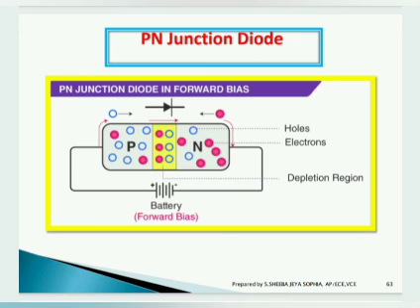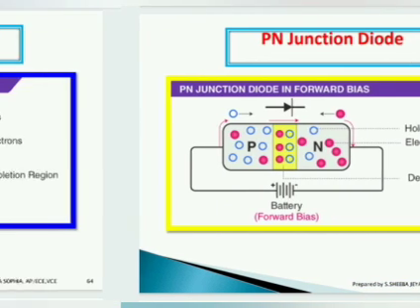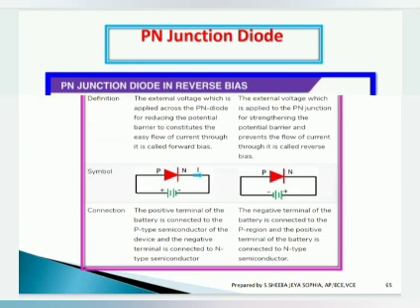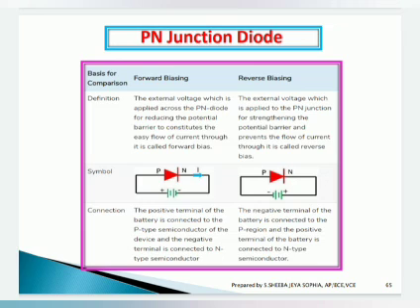This PN junction diode works on the principle of low resistance. That is, it offers a low resistance to the current in one direction and high resistance in the other direction, which is the reverse bias condition. And so this diode also acts as a rectifier.